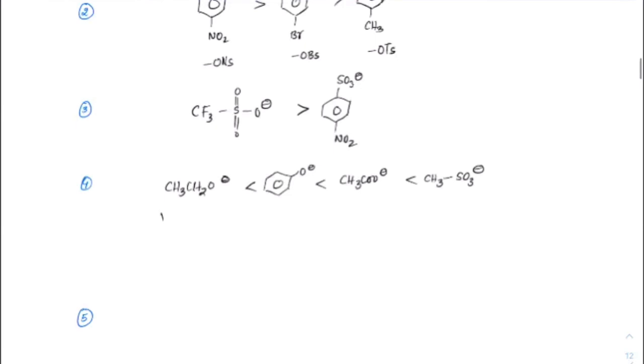The next comparison which we will do is about CH3CH2O minus, then phenoxide ion, CH3CO minus, CH3SO3 minus, which is exactly opposite to that of the leaving nature, I mean nucleophilicity. When we compared their nucleophilicity, CH3CH2O minus was a better nucleophile here. So this is a very poor leaving group, and this is the best leaving group in this category.